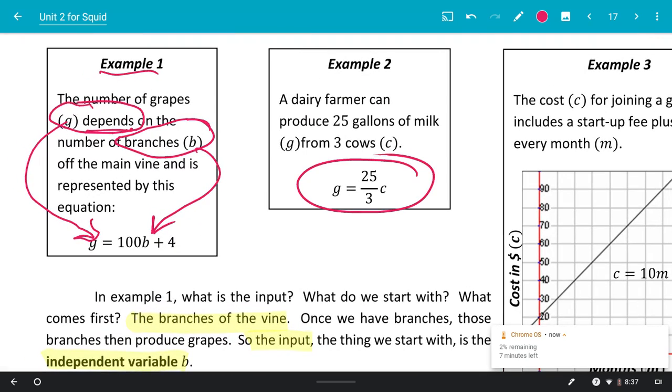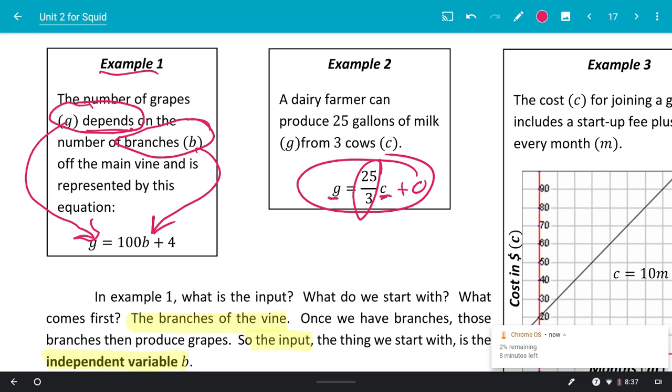Looking at this one, if we look at the equations, it should become very easy to see what's the input and what's the output. Here, what's the input? C. What's the output? G. What's the rate of change? 25 over 3. What's the initial value? 0, right? There's nothing there. That's 0.